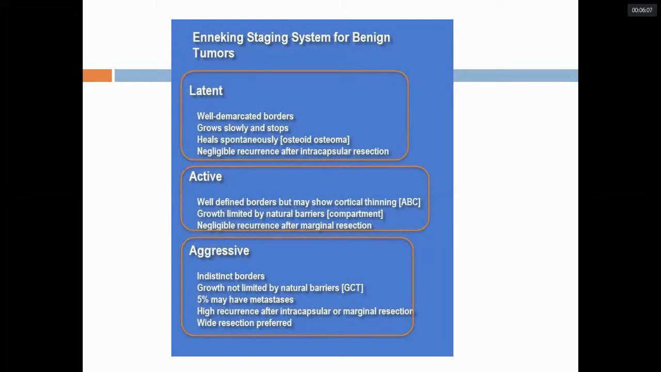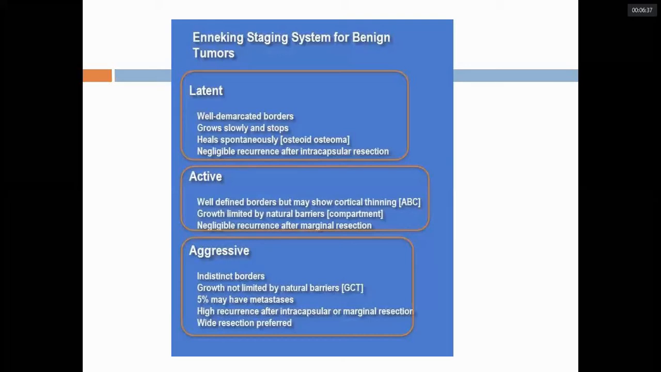In active benign bone tumors, there are well-defined borders, but it may show cortical thinning, like in aneurysmal bone cyst. Growth is limited by natural barriers like a compartment. Fascia or bone can behave like a compartment; any fascia system in our body, or any bone, can act as a compartment. There is negligible recurrence after marginal resection.